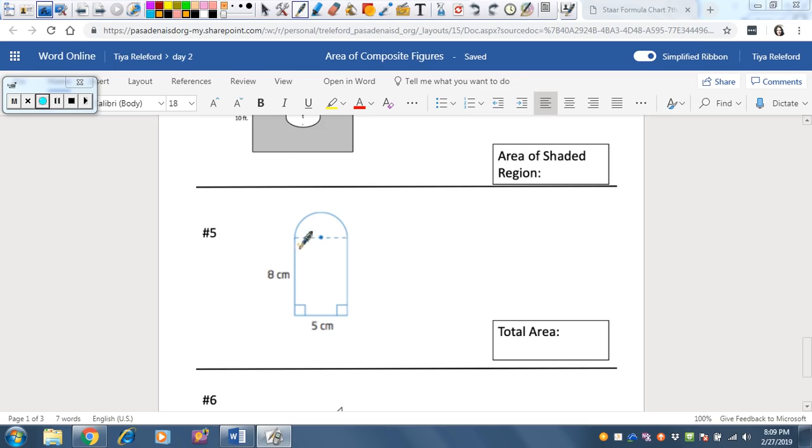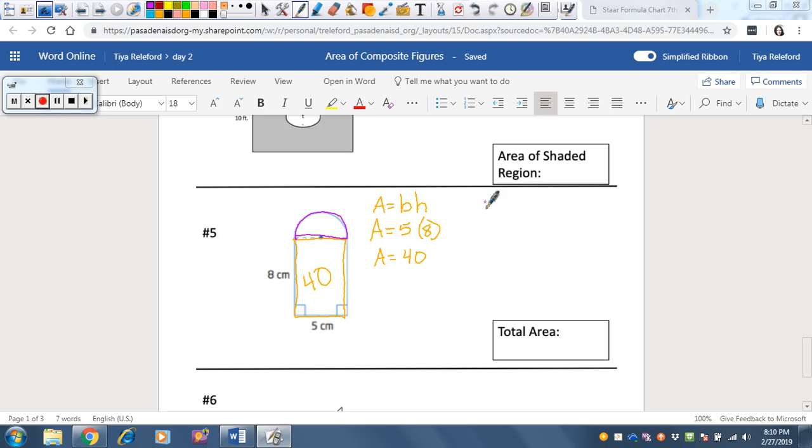You have a rectangle and you have a semicircle. I like to start with the easy shape first, so I'm going to find the area of the rectangle first. I have my area formula. My base is 5 and my height is 8, which means my area is 40.